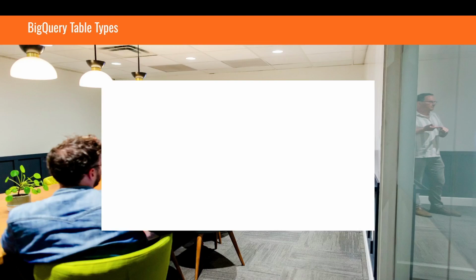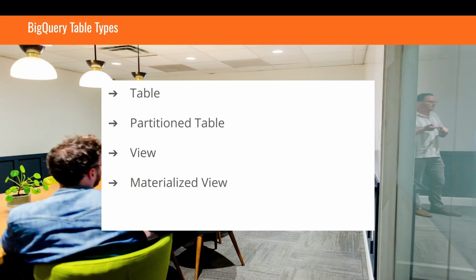Let's take a minute to understand the different BigQuery table types. BigQuery offers a number of different table types. You have your standard table, partition tables, which are a variation on the table, view, materialized view, which is sort of like a cross between a view and a partition table or table, depending on how it's configured, and then finally external tables.